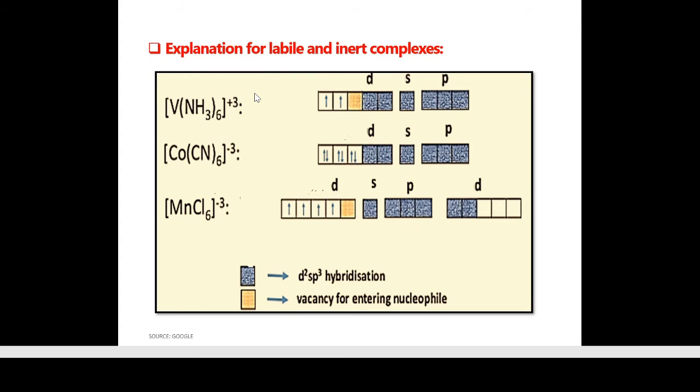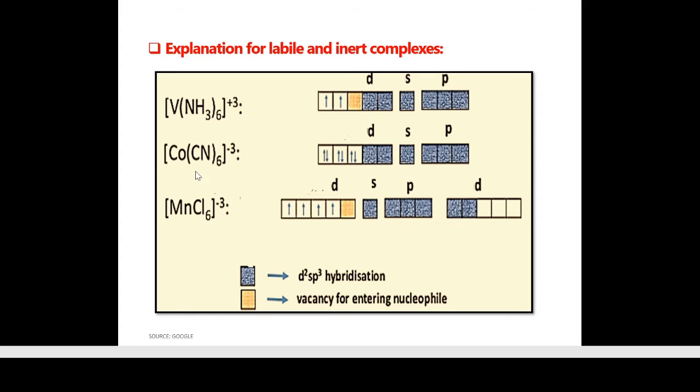So there are d2 systems for this complex. Obviously there are only 2 electrons in the d orbital. So let's see, here is the d orbital, here is the s orbital, and here is the p orbital. As the system contains d2, that is 2 electrons only, so this is T2g. Yellow color shows the T2g orbital, while this blue color shows the Eg orbital. In T2g there are 2 electrons, 1 and 2. 1 is vacant. Okay, so it is a vacancy for an entering nucleophile or entering ligand.